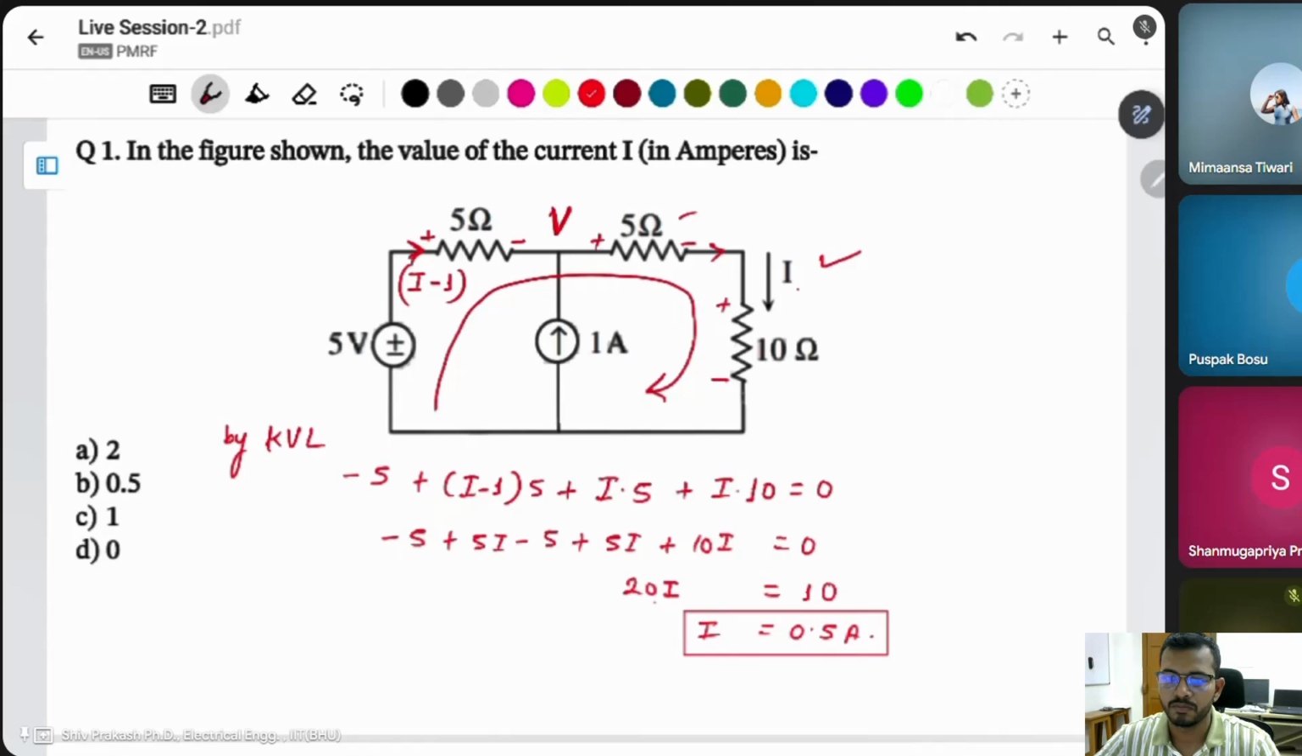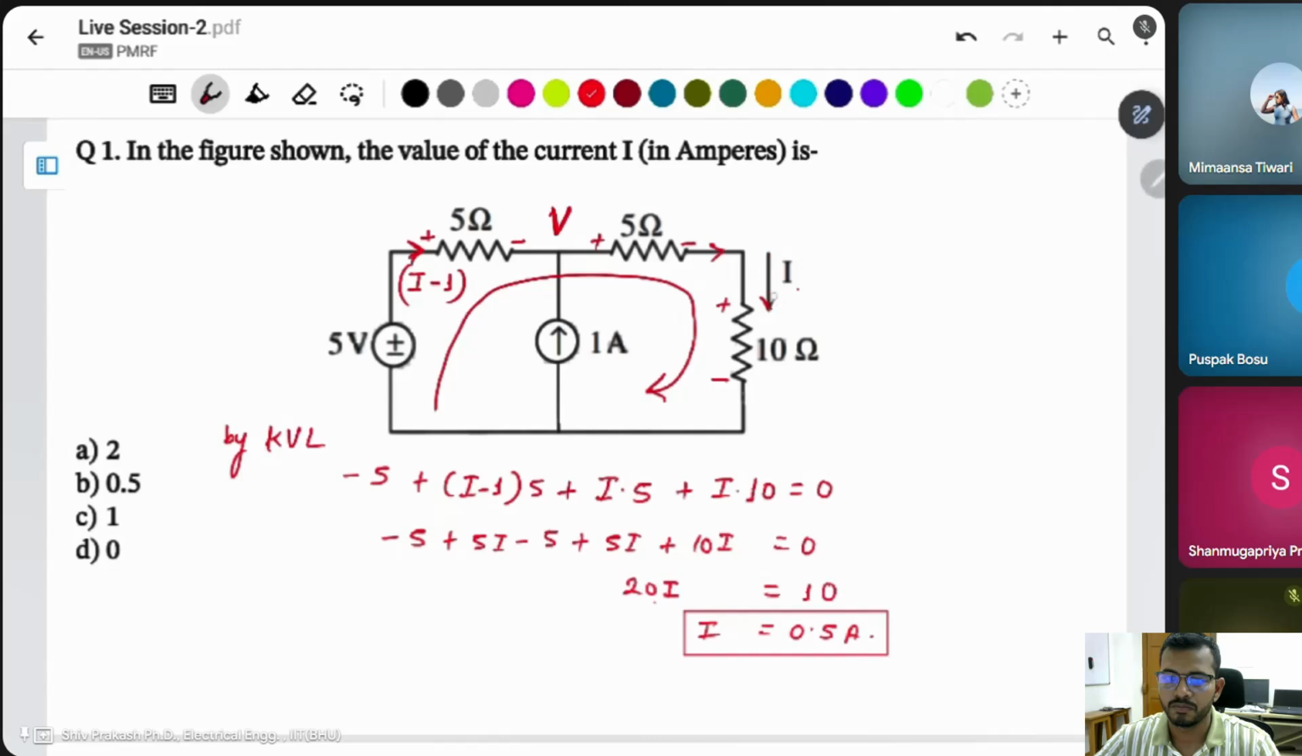Simply KCL. So, sir, because of the current direction, we have kept plus to minus for the 5 ohm resistor, right? Yes. That 5 ohm resistor is there, no? It is from plus to minus we have taken. So that is because the current direction is already given. Yeah, that's what. Okay. That's why the entering point is positive for all the currents, and for the resistor, capacitor, and inductor.